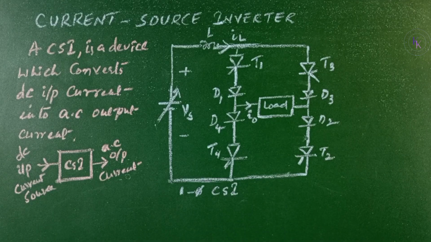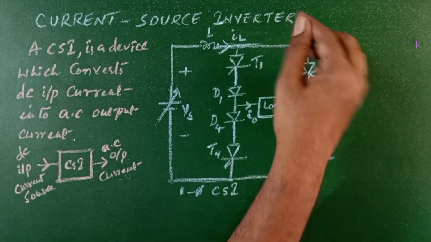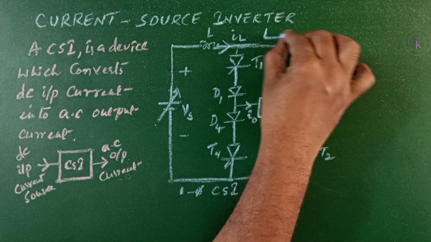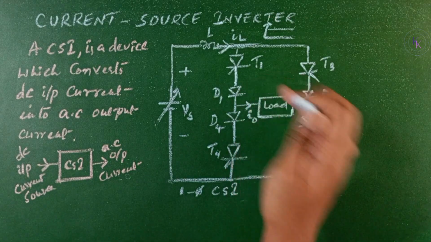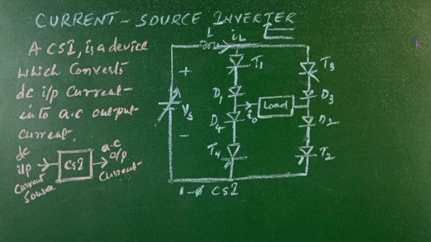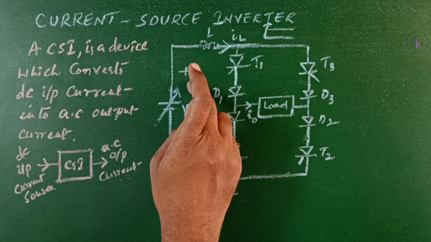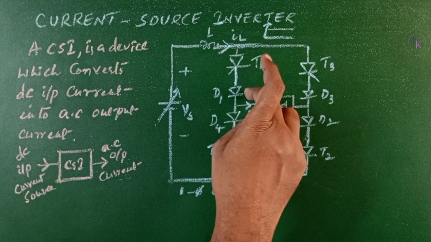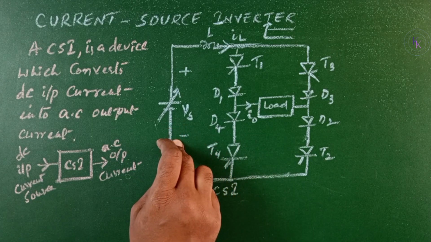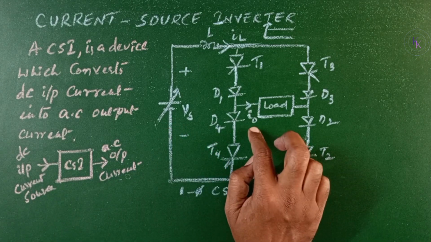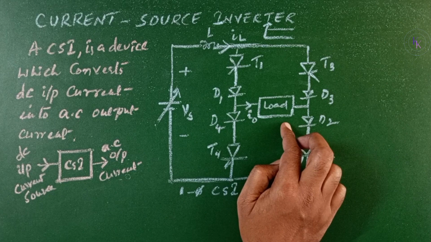This is the circuit diagram. We are going to get IL, that is the input current to the converter, constant IL. When T1 and T2 are fired, the current flows from the source Vs positive to T1, D1, load, D2, T2 back to Vs minus. Then the current flow is from left to right.